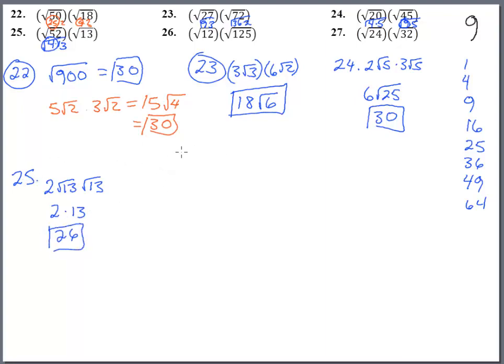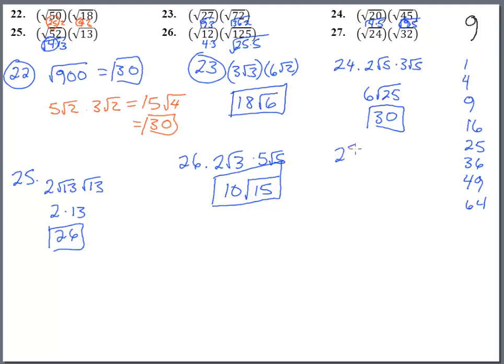Number 26. Square root of 12, that's 4 times 3. Square root of 4 is 2. And here, this is 25 times 5. Square root of 25, that's 5 square roots of 5. So times these two together, 2 times 5 is 10. 3 times 5 is 15, so 10 square roots of 15. Can that guy simplify anymore? Nope, I don't think so. I think we're done there.